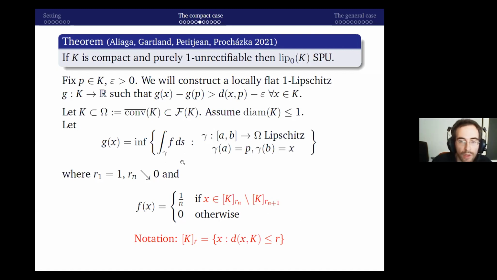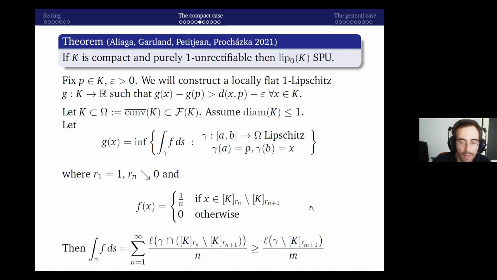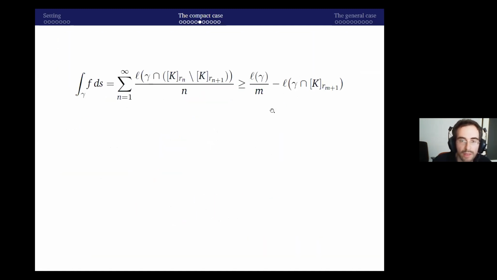Then if we split this integral among all of these possible subsets here, I will be a bit fast here, but we can easily get this inequality here for any natural number m simply by cutting this sum at the mth term. We get that this integral is at least the length of the curve divided by m minus the length of the part of the curve that lies within the neighborhood number m plus 1. And this is true for every m.